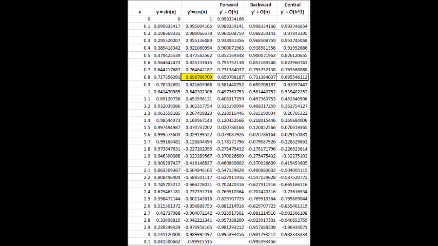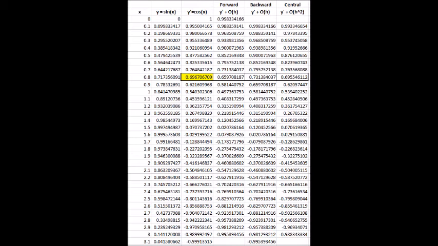What if I chose to space the x values every 0.1 units instead of 0.2? It turns out that our approximations of the derivative become closer to the true value, as we will see shortly. Evaluating the slope at x equals 0.8, the forward difference is 0.6597, and the backward difference is 0.7313. A bit low and a bit high once again, but not as much as before. Similarly, the central difference of 0.6955 is also closer to the exact value of 0.6967.